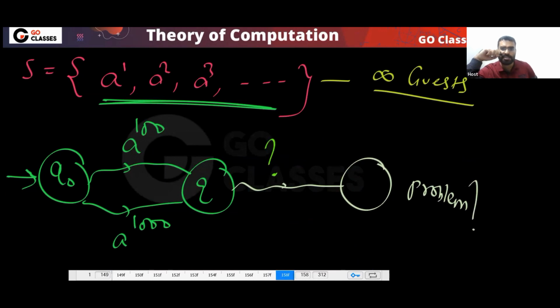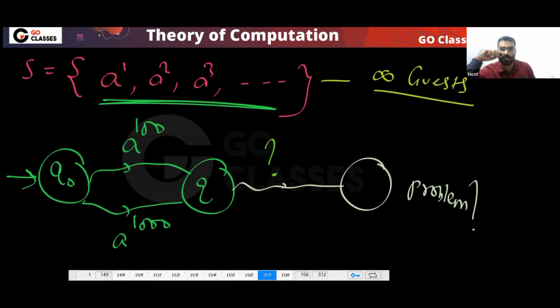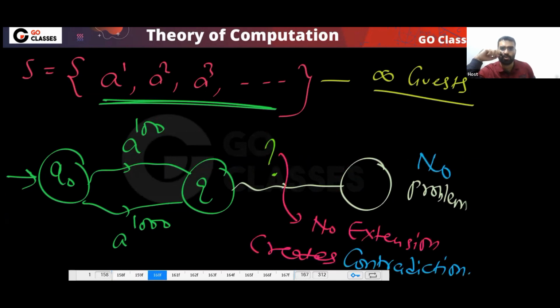And if I take this extension, for example, b power 100, c power 100, then I can go to final state. Again, there is no problem. Correct or not? There is no problem, whatever you do. So I can say this set will not work. Do you agree that this set will not work?